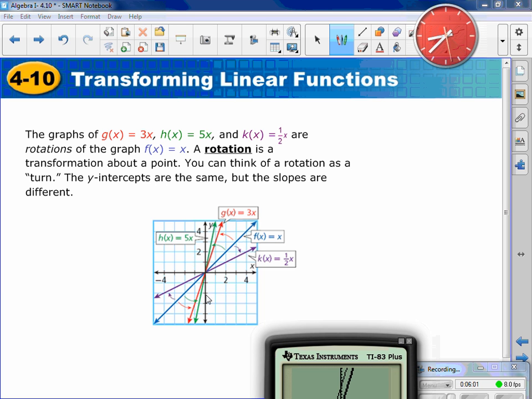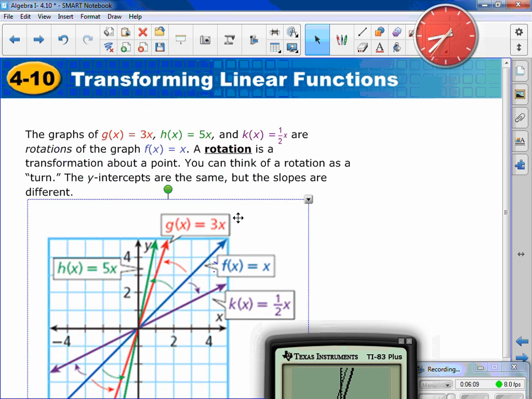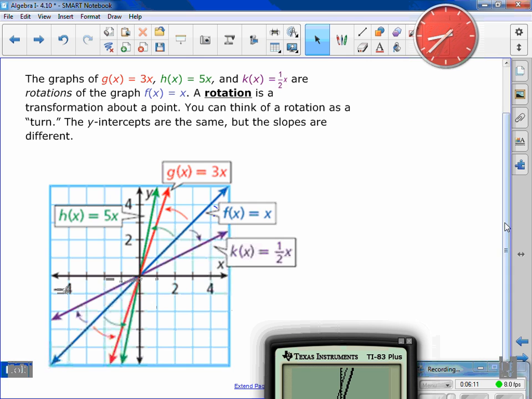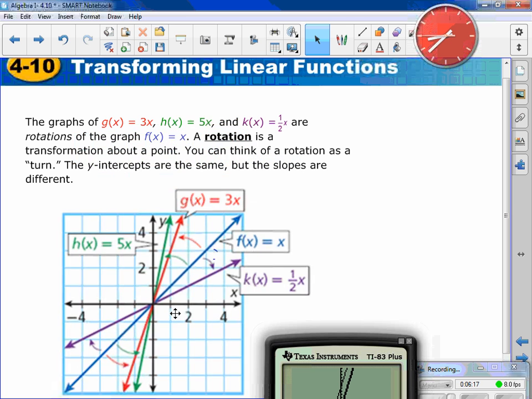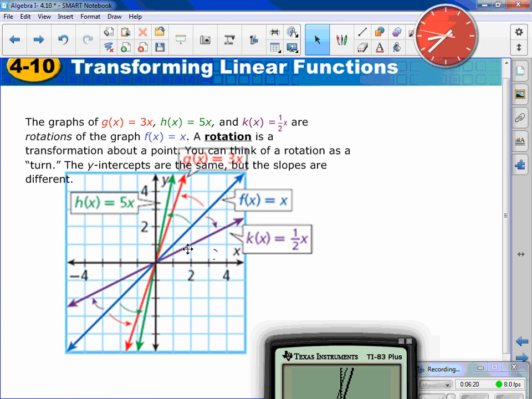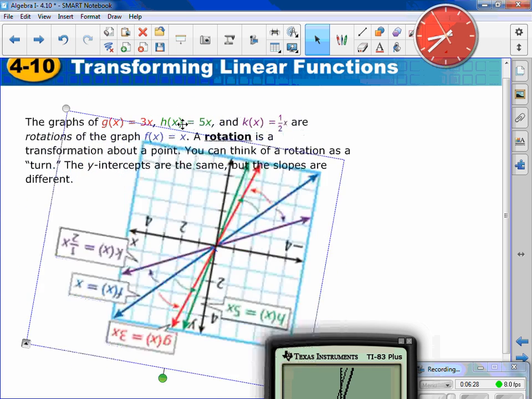Those are translations. These are rotations. There we go. The difference between a translation and a rotation: a translation moves things up and down. A rotation is what it sounds like. It's going to turn the graph. It rotates it. How does it do it?